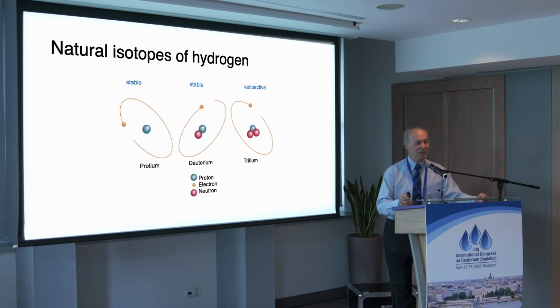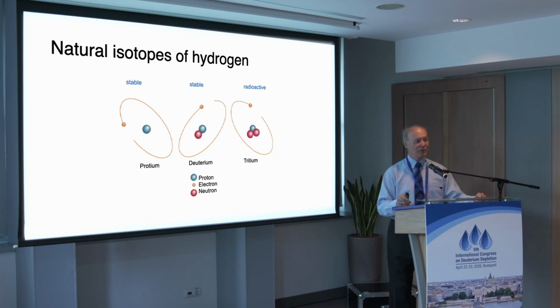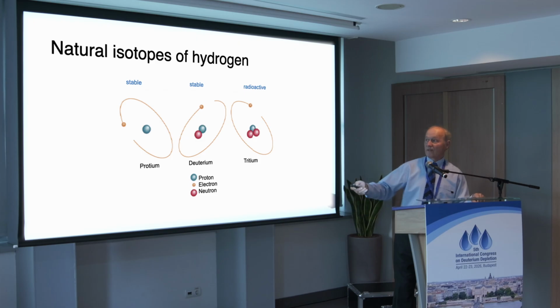First, I think you are aware of the fact that hydrogen has 3 natural isotopes. Of course, you are aware of the first 2, protium and deuterium. But in nature, there is a third one as well. The first 2 are stable isotopes, while the third one is radioactive.